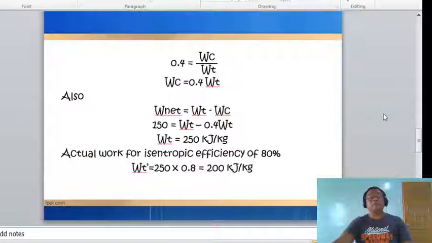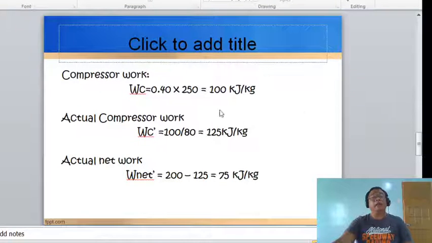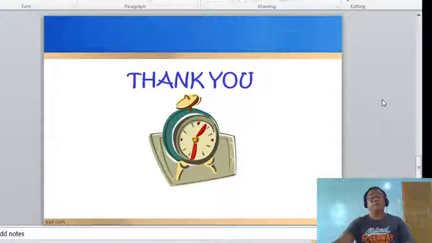And for the compressor work, 0.4 times 250 will become 100. So the actual work now is 100 over 80, equals 125 kilojoules per kilogram. So the actual net work now is equal to 75 kilojoules per kilogram. Thank you very much, class.